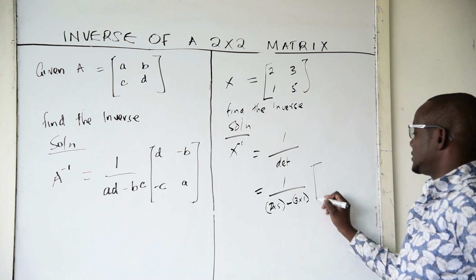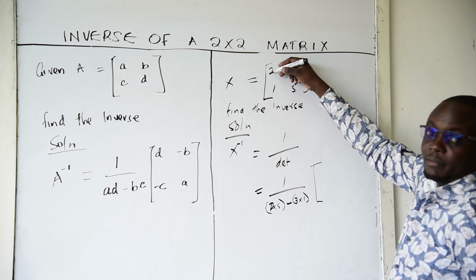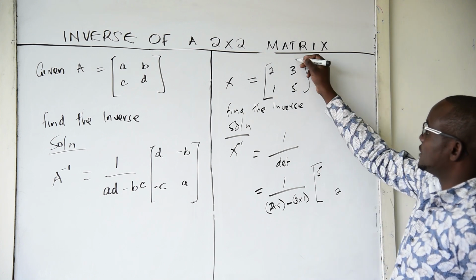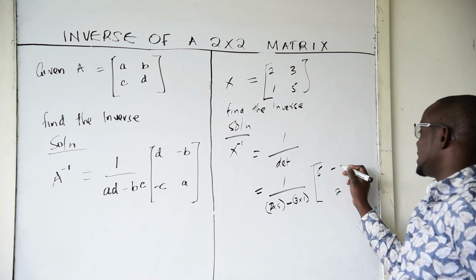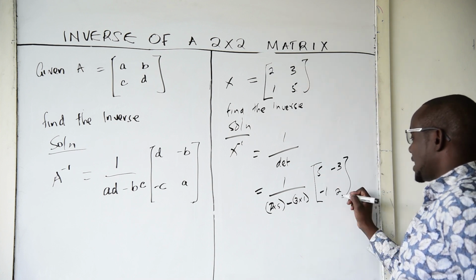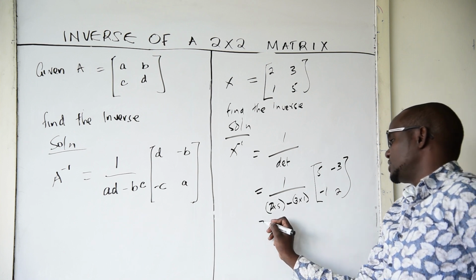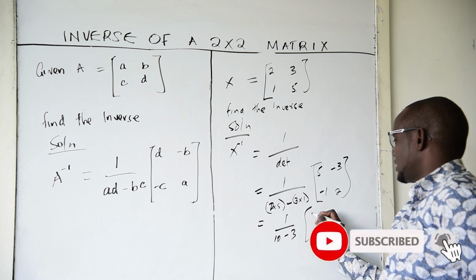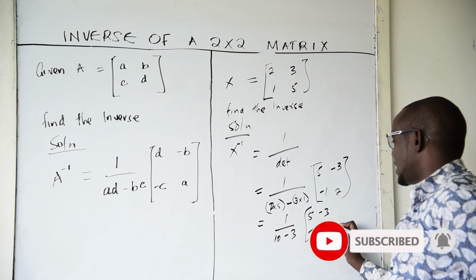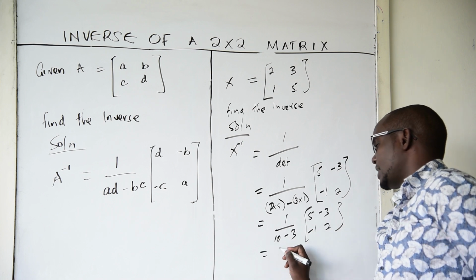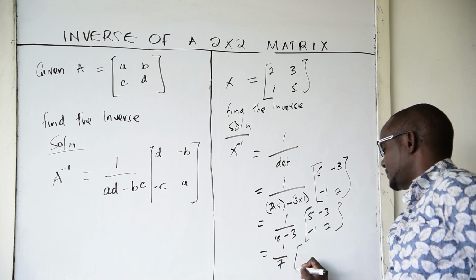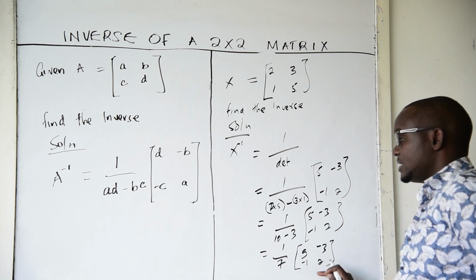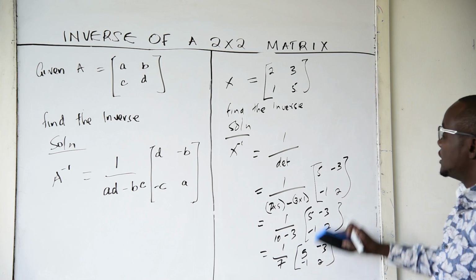So these members, you interchange the members of the leading diagonal. We have 5, we have 2. Then the members of this other diagonal, you multiply them with a negative sign. So our inverse is given by 1 over 10 minus 3, then we have 5, negative 3, negative 1, 2. Our inverse is 1 over 7 times 5, negative 3, negative 1, 2. This becomes our inverse.